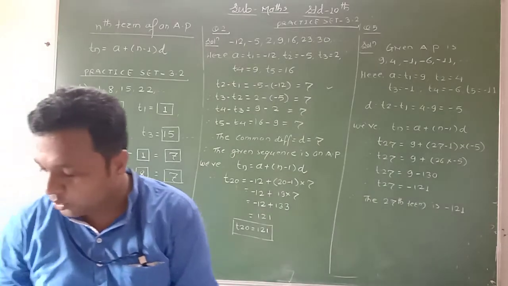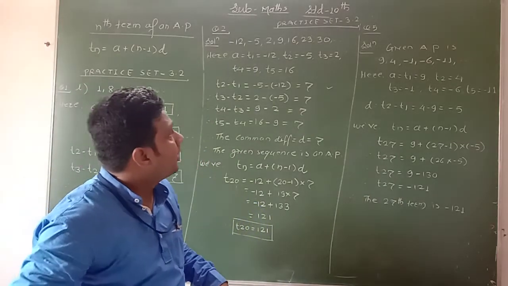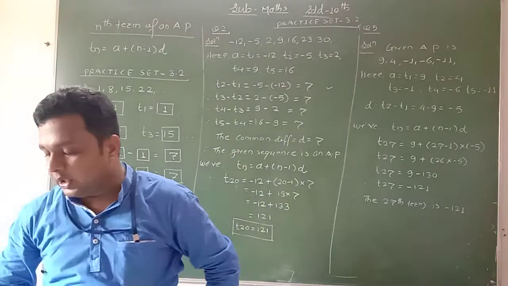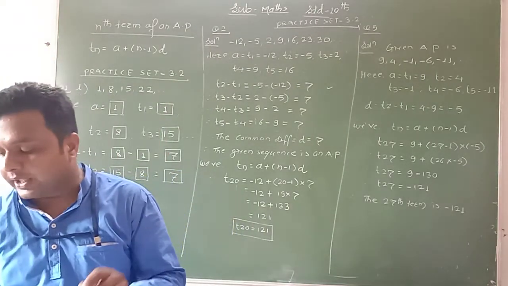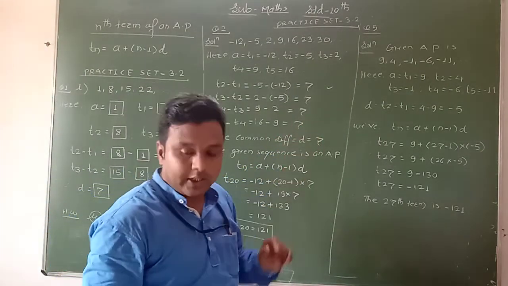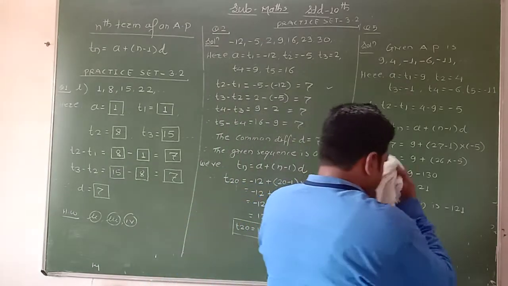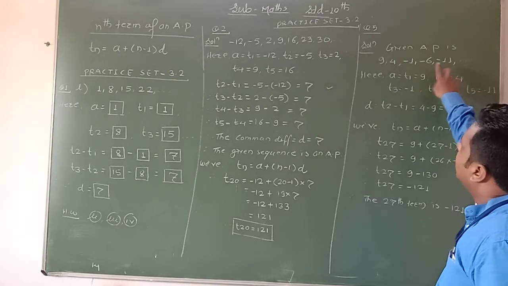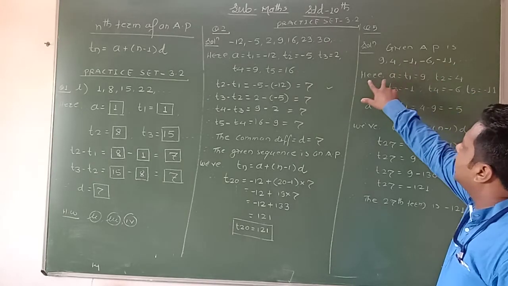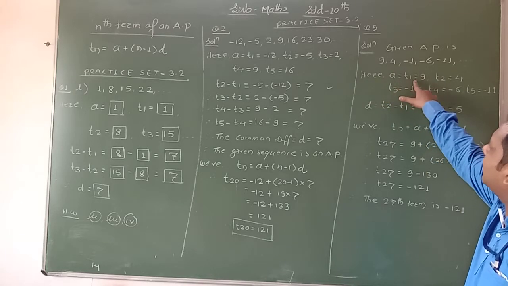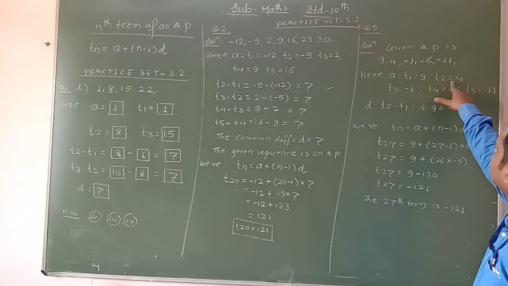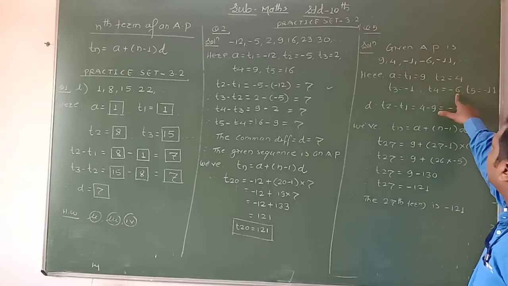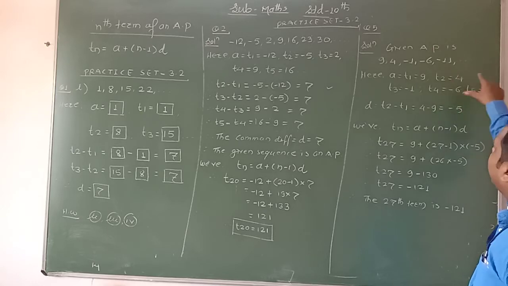Here I take one more example, question number 5. Find the 27th term of the following arithmetic progression. The arithmetic progression given in this question is 9, 4, minus 1, minus 6, minus 11. From this arithmetic progression, the first term a is equal to T1 is equal to 9. Second term is equal to 4. Third term is equal to minus 1. Fourth term is equal to minus 6 and fifth term is equal to minus 11.